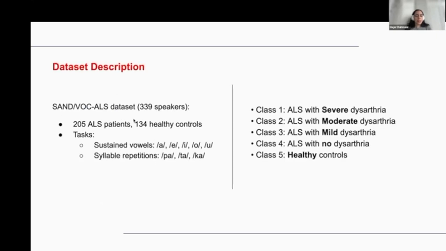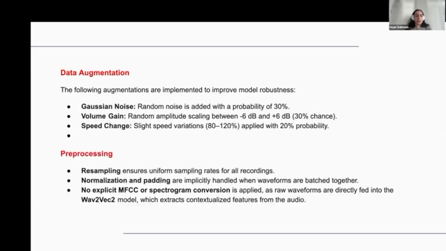The data set is as follows. We have 339 speakers, and 134 of them are healthy controls, while the rest are ALS patients. We use vowels and repetitions, and we have 5 classes ranging from severe to healthy controls.